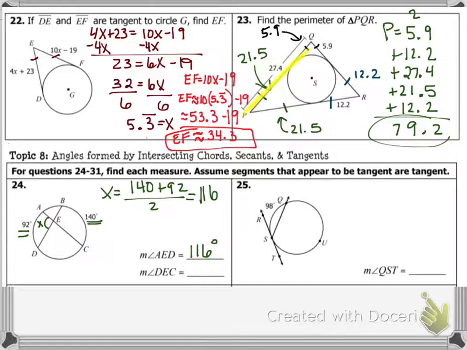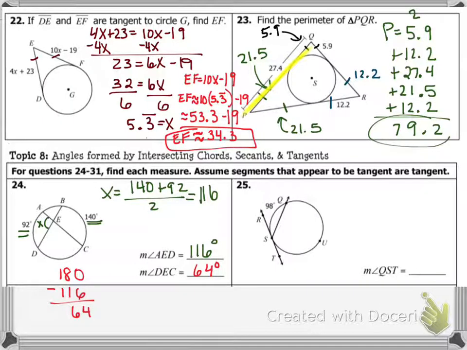DEC is this angle here, and so I know that those two have to be supplementary because it's a straight line. So if I take 116 away from 180, I get 64. So that's going to be the size of angle DEC. Now on this one, if this arc is 98, I need to know the measure of angle QST. That's going to be actually half of whatever 98 is.